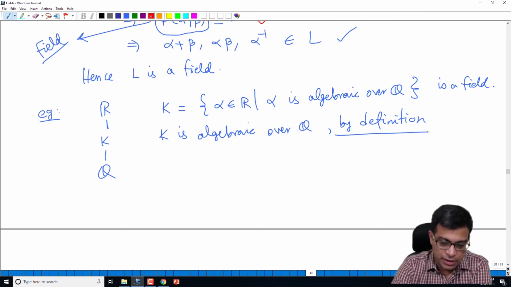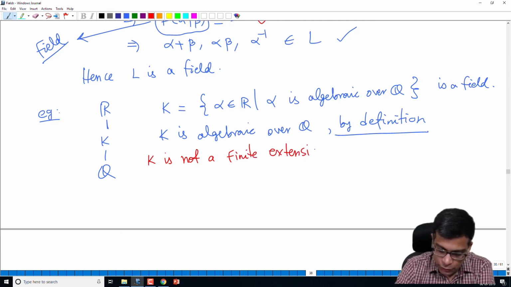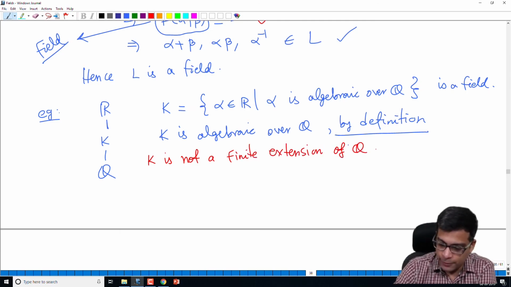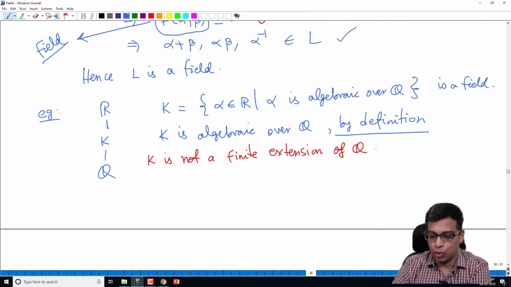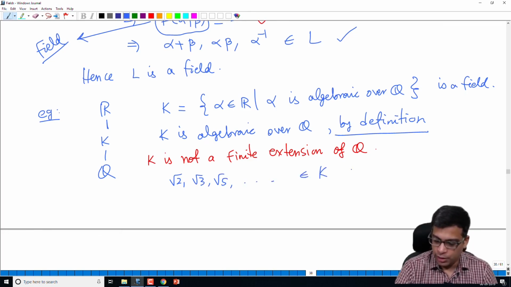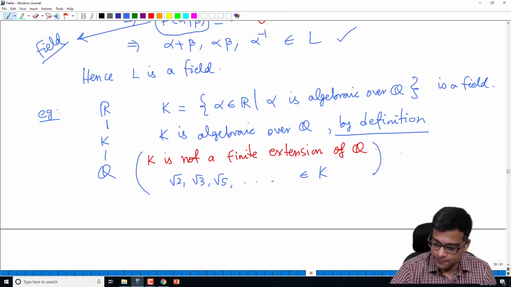And this, maybe I will do later, K is not a finite extension of Q. You might want to think about this also, because it contains root 2, root 3, root 5 and so on. So root 2, root 3, it requires a bit of a proof. All are in K and they cannot be linearly dependent. Okay, so this is for later.